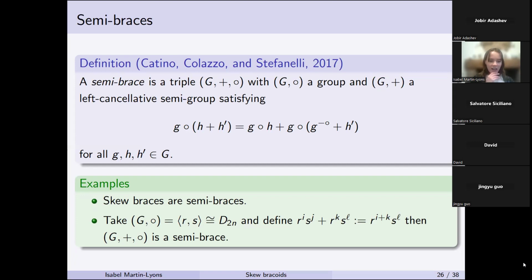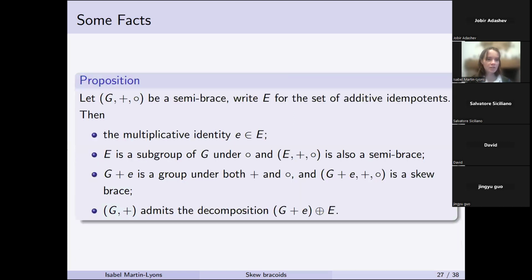More concretely, if you take G with circle to be dihedral, as I seem to like to do, and define an additive operation like this, R to the I, S to the J plus R to the K, S to the L equals R to the I plus K, S to the L, then G with plus and circle is a semi-brace. You can see that this additive operation is not quite a group operation, but it's good enough, and we have the left cancellativeness. Okay. So some facts about semi-braces.